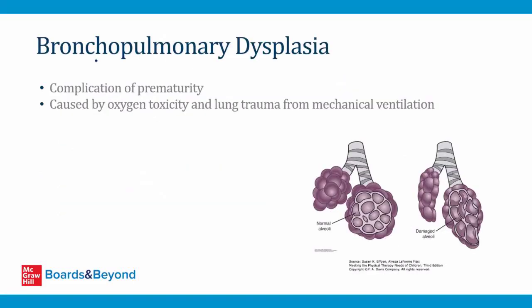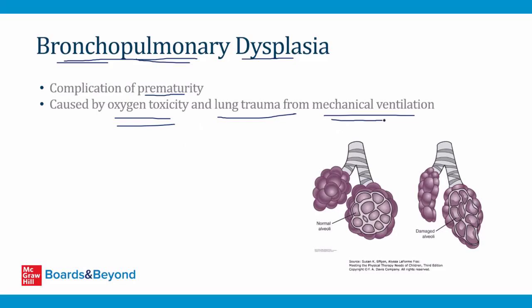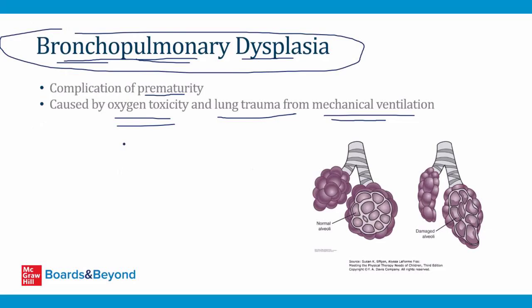So pulmonary hypoplasia is underdevelopment of the lungs, and that can happen to babies that are born prematurely. But another thing that can happen is bronchopulmonary dysplasia. This refers to abnormal growth and development of the bronchi and the pulmonary system. That's why it's called bronchopulmonary dysplasia. This is a complication of premature birth, and it's caused by oxygen toxicity and lung trauma from mechanical ventilation. Premature babies are taken to the NICU, they're administered oxygen therapy, sometimes they're intubated and placed on mechanical ventilation, and these things can damage the developing lung, and that will lead to bronchopulmonary dysplasia.